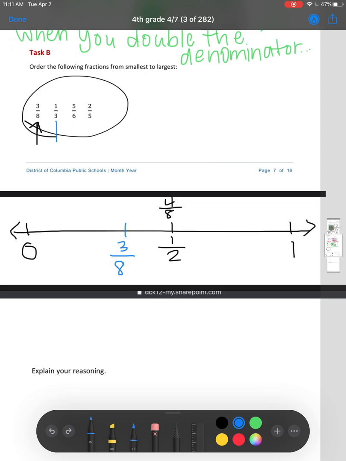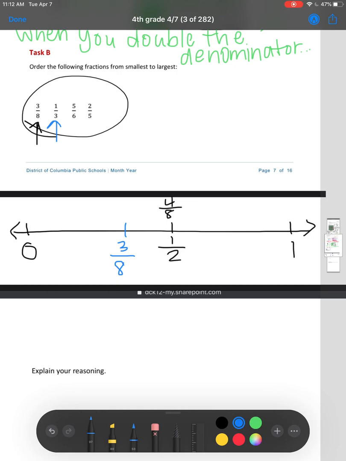Now I'm going to go to my 1/3, okay? Now, 1/3 is pretty tricky. So I want to think, okay, I know that 1/3 is going to be before 1/2, right? But I don't know exactly where. Like, is it going to be before 3/8 or after 3/8? Now, this is where you can use that least common multiple between 2 fractions because that's a lot less, right?